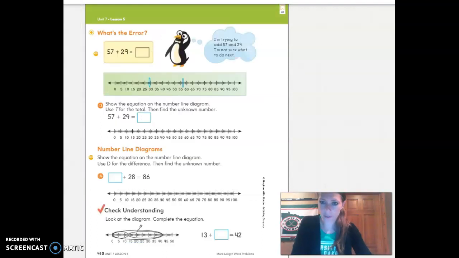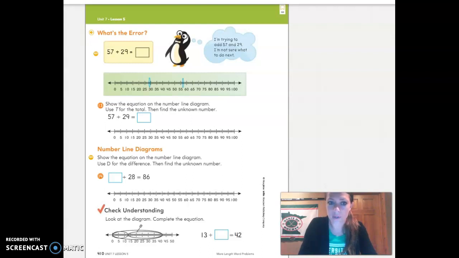So for workbook page 410, you're going to help out Puzzled Penguin and figure out what his error is and how you can help him out. And then on number 14, that's a start unknown problem. You are going to use the number line diagram below the equation to help you solve that problem. So what are some ways that we think we could start solving that problem?